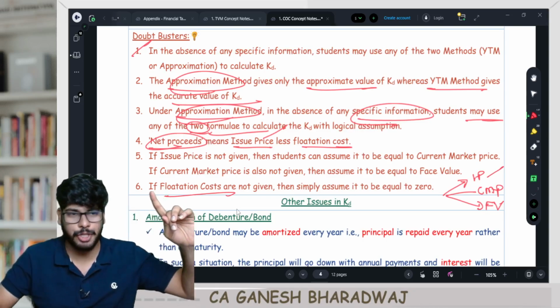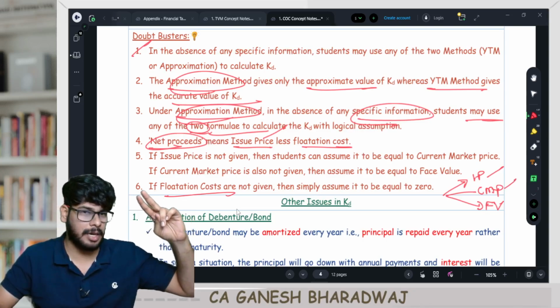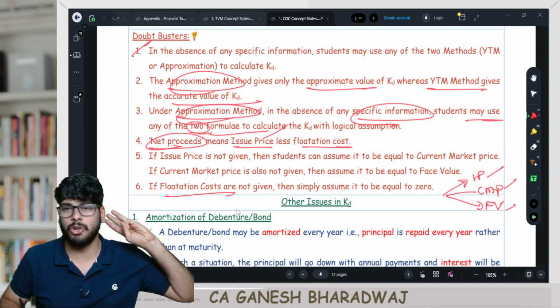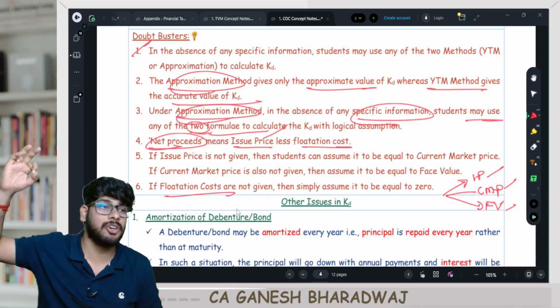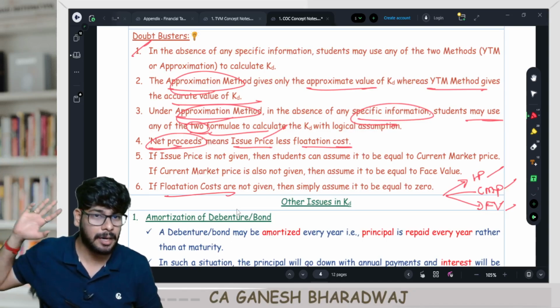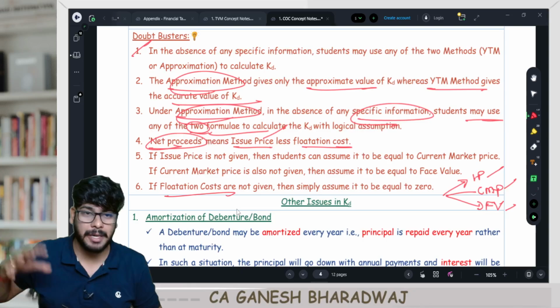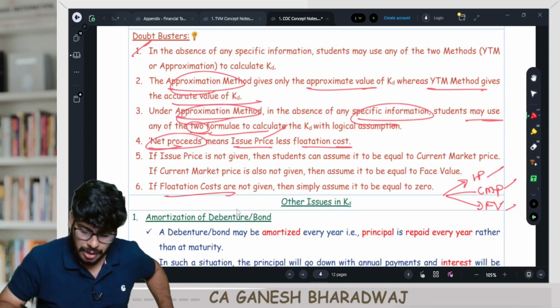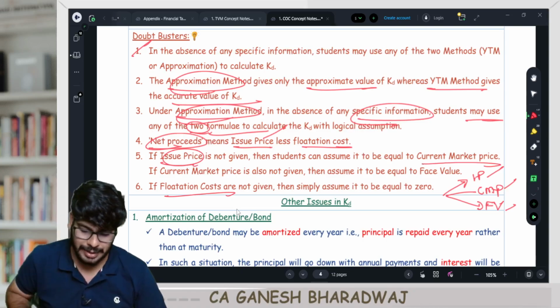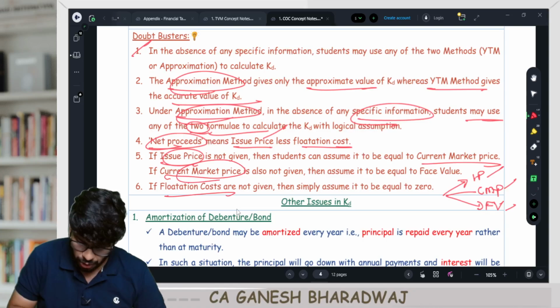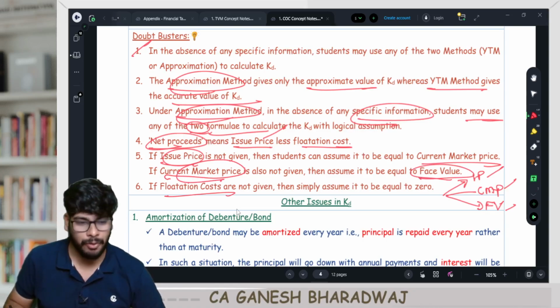Preference number 1, issue price. Preference number 2, current market price. And preference number 3 goes on to face value. These assumptions are applicable for even your equity and preference. Clear with this? That is the reason I'm spending a lot of time here. So if the issue price is not given, then students can assume it as equal to CMP, current market price. If that is also not given, only then you can take it as equal to face value.